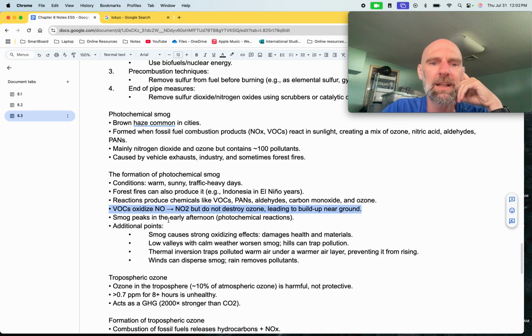Smog peaks in the early afternoon from photochemical reactions. Why? Because that's when you've had the traffic in the morning, that's when it's at its warmest, and that's when you've got your sunlight.